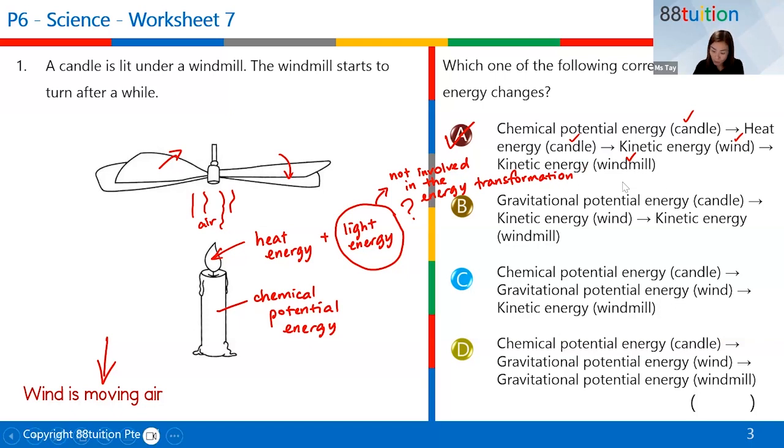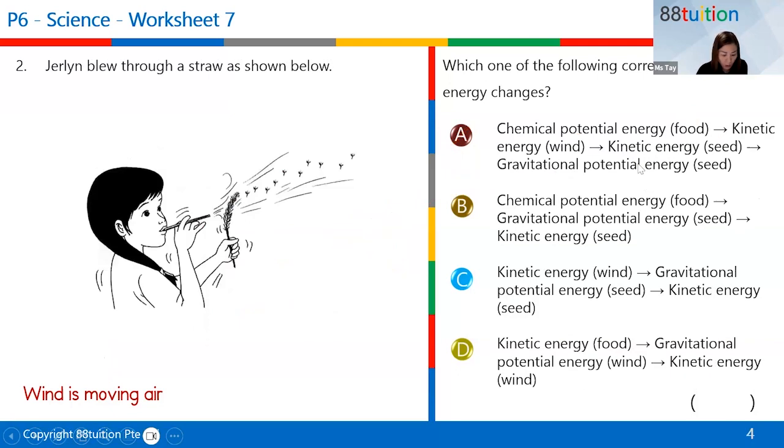Okay, let me go on to question 2. Now, Jaline blew through a straw as shown below. Which one of the following correctly shows the energy changes? So Jaline is a person here. She started blowing through the straw. And what is this plant that she is holding on to? Anyone knows? What is this plant? Have you all tried that?